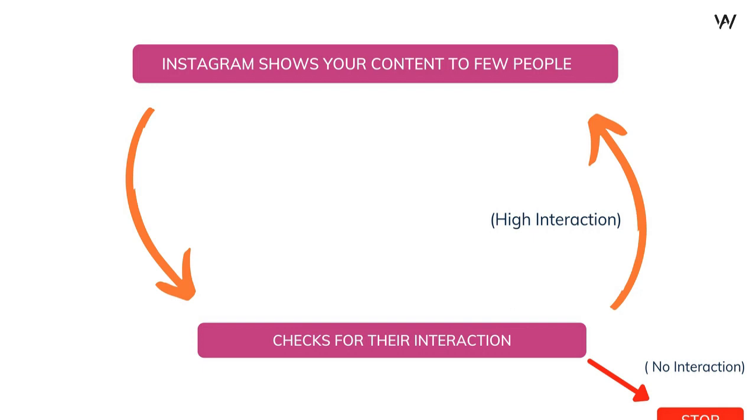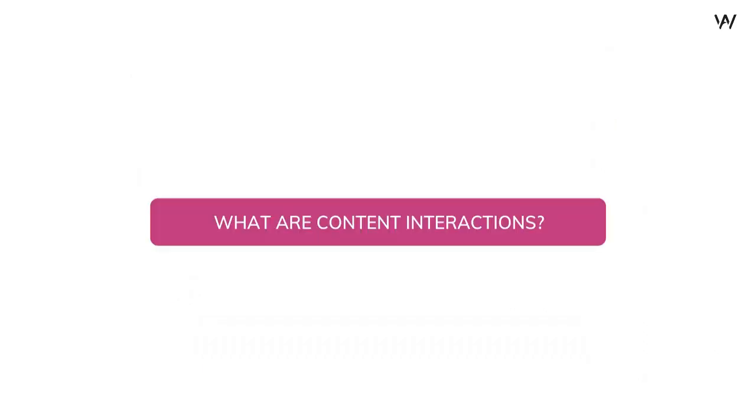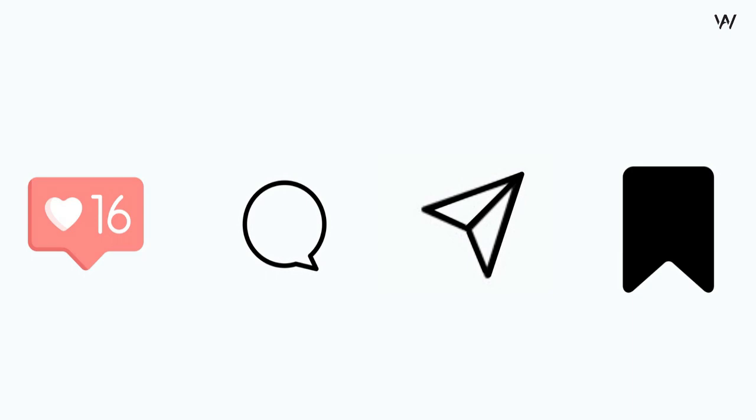Now a few questions remain. So let's take them one by one. The first question would be, what are content interactions? As you can see on the screen, these four things collectively are called content interaction. And content interactions are likes, comments, reshares and saves. Most people think that saving the post is not an important part, but actually saving the post is one of the most important parts. For the moment, what I want you to know is that these are content interactions.